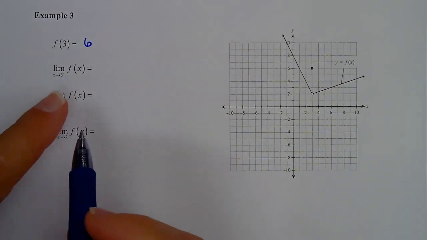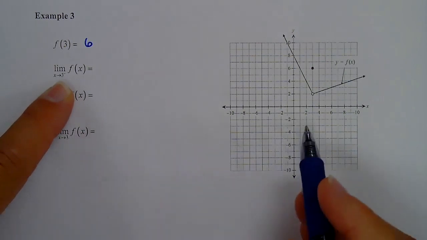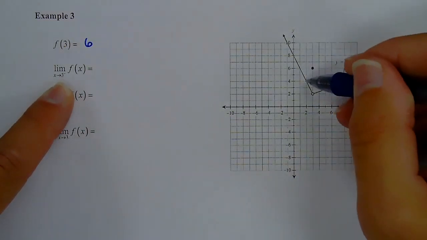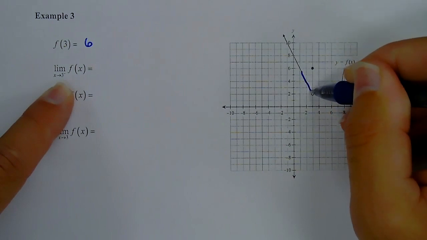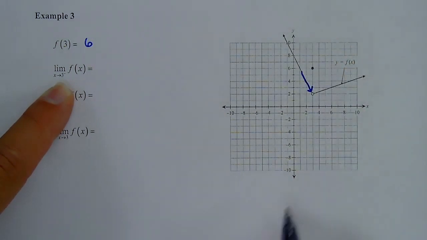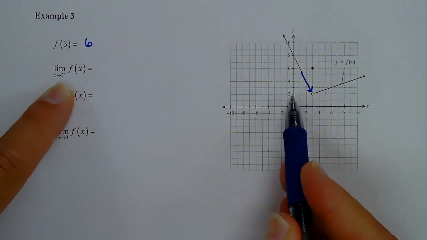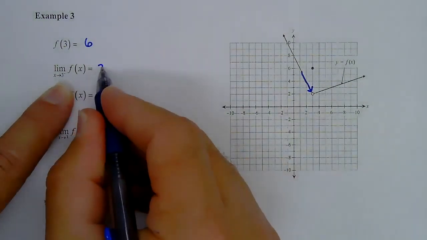All right, so the next one, how about as we approach 3 from the left? So as we approach 3 from the left, we'd be on this side of 3, and we'd be approaching this open dot, right? So what's that open dot at? Well, that open dot is at 2. So this would be 2.